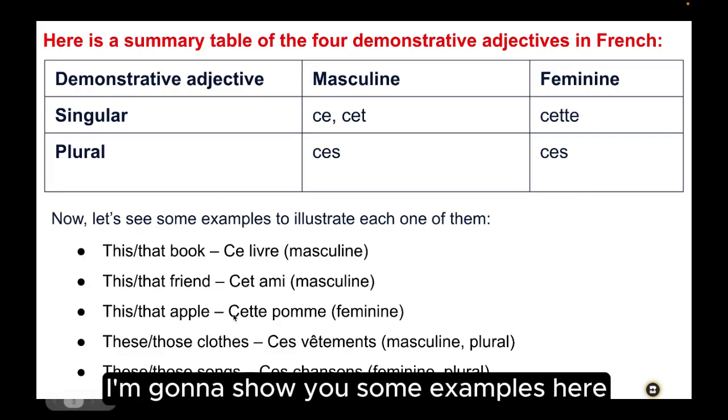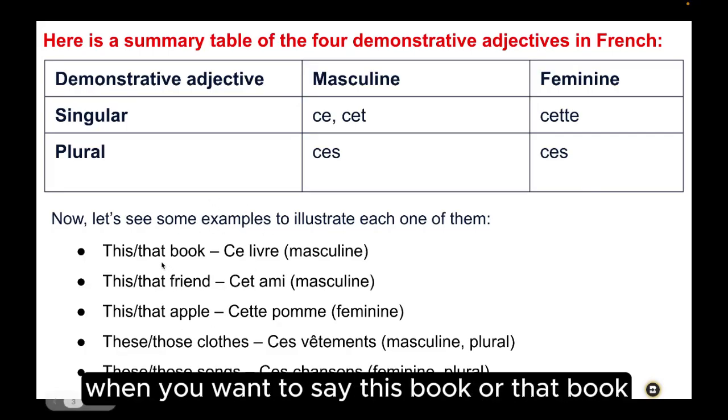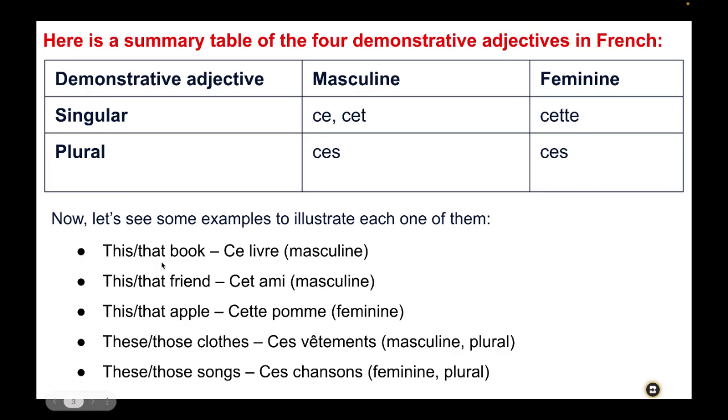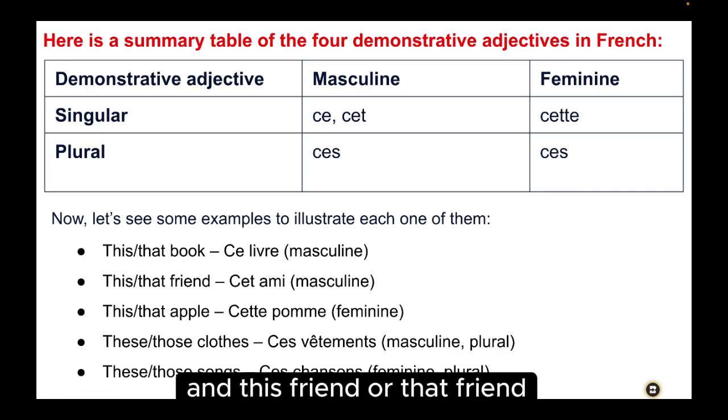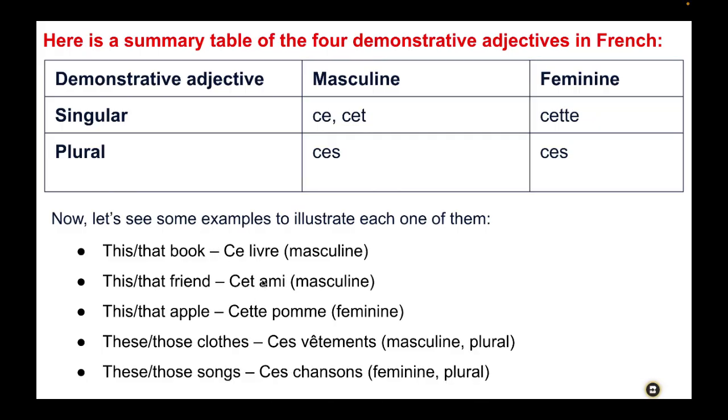I'm going to show you some examples here. When you want to say this book or that book, we say ce livre. And this friend or that friend, cet ami. Ami starts with a vowel, so that's why we picked cet. And apple is pomme in French, and since apple is feminine, if you want to say this or that apple, it's going to be cette pomme.